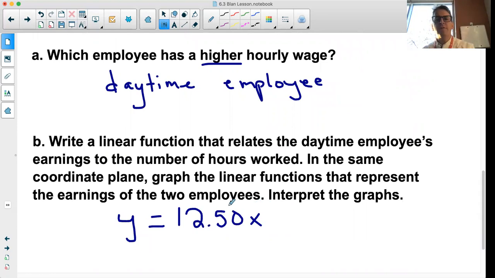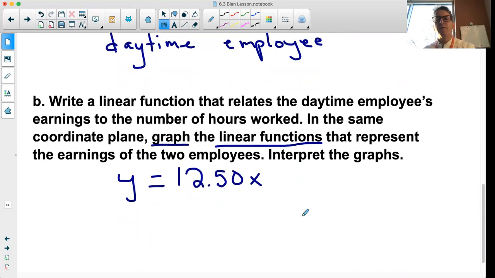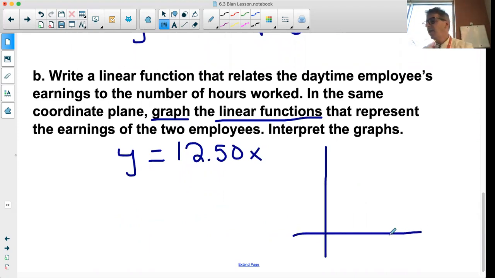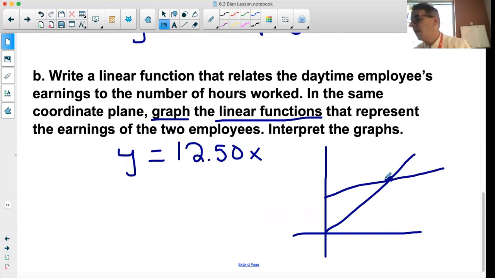Okay, in the second part of this question, it says graph the linear functions. So if you were to graph this, the graphs would look like this. The daytime employee starts out at 0 and heads up in this direction. The nighttime employee starts at the y-intercept and heads out in this direction. They intersect right here at a value of 675, 6 hours. Both of them are paid $75.